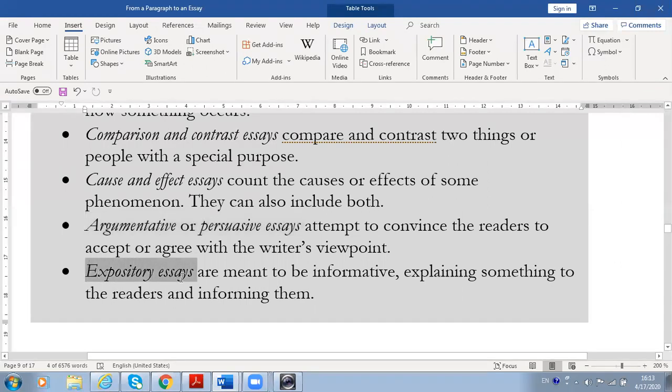The next type of essay is called expository essays. Expository essays are meant to be informative, explaining something to the readers and informing them. Usually scientific texts, scientific essays, or also academic essays are expository. They're trying to give you more information about the topic. For example, they give you more information about coronavirus or about memory loss. That is called expository essays, okay? Most of the scientific journals have lots of expository texts.